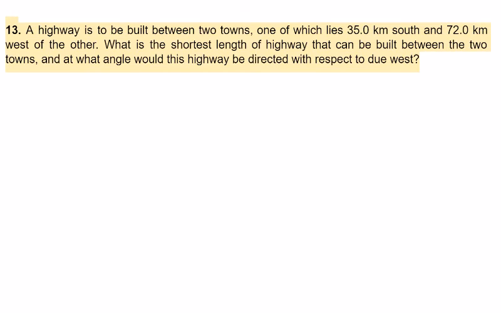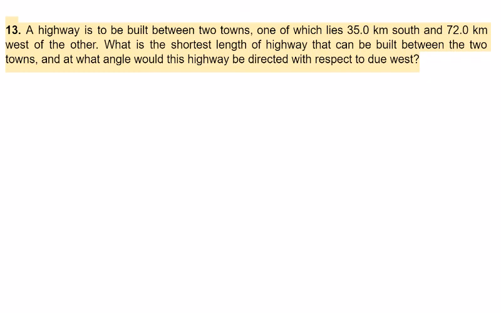It's actually almost a vector problem. It's really set up like that. So the idea is we have this highway being built between these two towns. They give how far south and west one is from the other. We're trying to find the shortest length of the highway and what angle the highway would be directed with respect to due west. So what we're going to start off with is I just need a town.